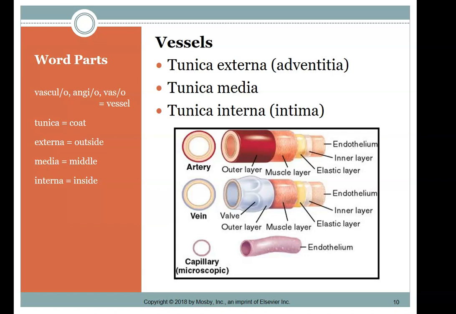Now your word parts on the left: vasculo, angio or vaso equals vessel, tunica equals coat, externa equals outside, media equals middle, and interna is inside.